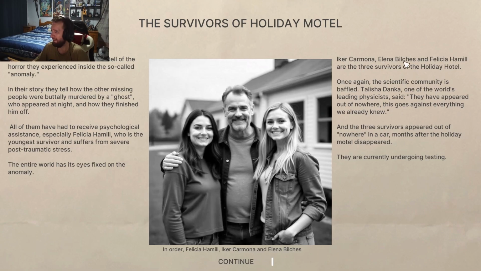Carmona, Elena Bleachers, and Felicia Hamill are the 3 survivors of the holiday hotel. Once again, scientific community is baffled. Felicia Danker, one of the world's leading physicians, said, they have appeared out of nowhere. This goes against anything we've already knew. And these three survivors appeared out of nowhere in a car months after the holiday motel disappeared. They are currently undergoing testing.